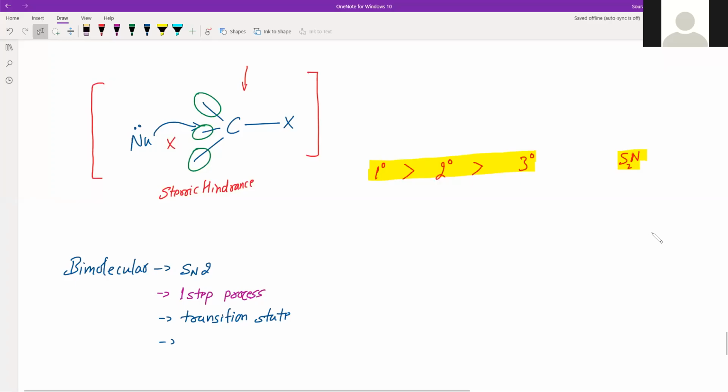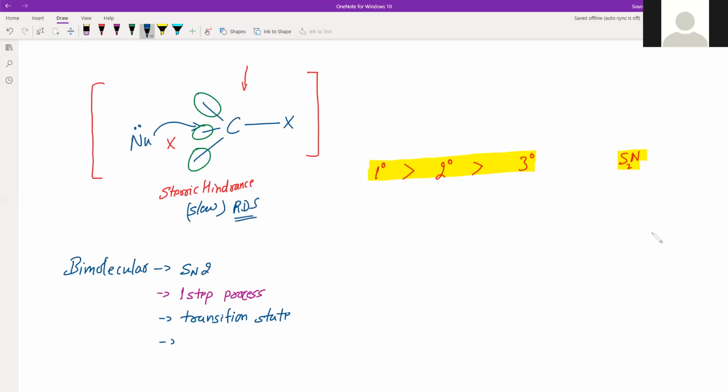So in this bimolecular mechanism, why is it called bimolecular mechanism? Because this is the step in which this transition state is formed. That step is very slow, and because it is slow, this is the rate determining step.